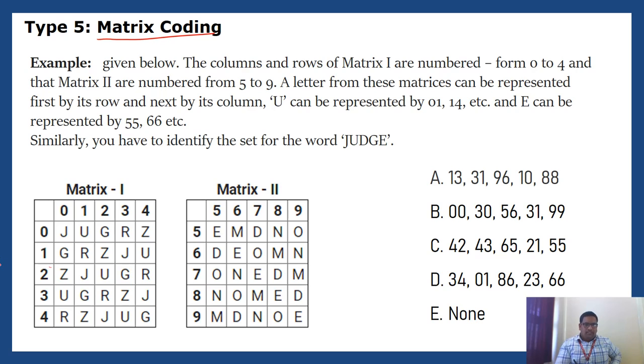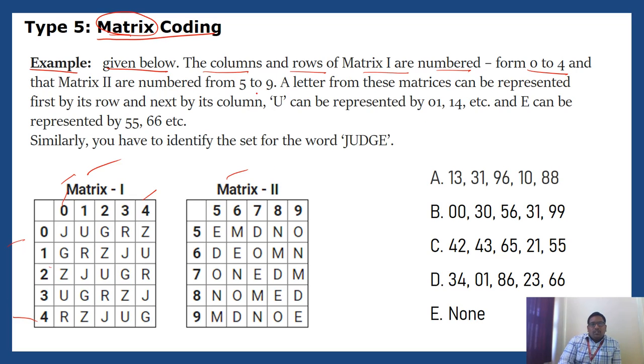Matrix coding example. Matrix itself means there is a matrix here. I can see 2 matrices. And coding, there are coding questions. This is the answer. Let us see what the question is. Given below, the columns and the rows of matrix 1 are numbered from 0 to 4. It's numbered from column 0 to 4 and row 0 to 4. Correct.